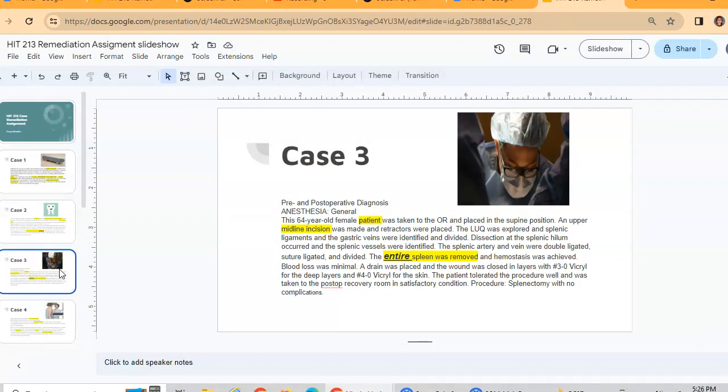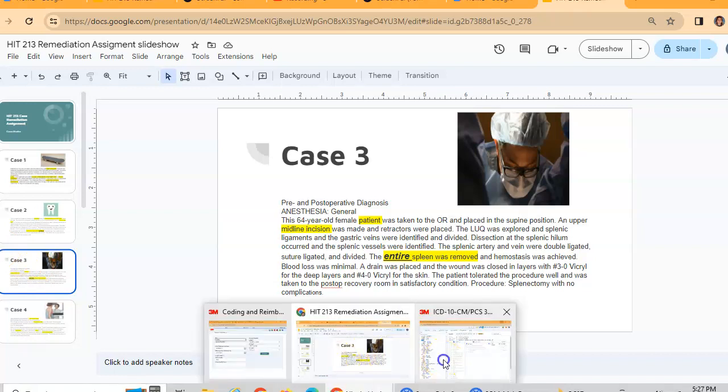Case number 3. Patient was taken to the OR, an upper midline incision was made and retractors were placed. The LUQ was explored and the splenic ligaments and the gastric veins were identified and divided. Dissection at the splenic hilum occurred and the splenic vessels were identified. The splenic artery and vein were double ligated, suture ligated, and divided. The entire spleen was removed and hemostasis was achieved. So again, we know that the entire spleen was removed and that there was an incision placed.